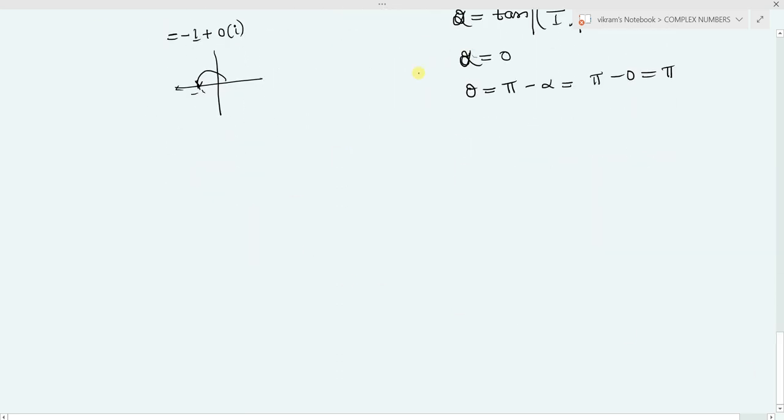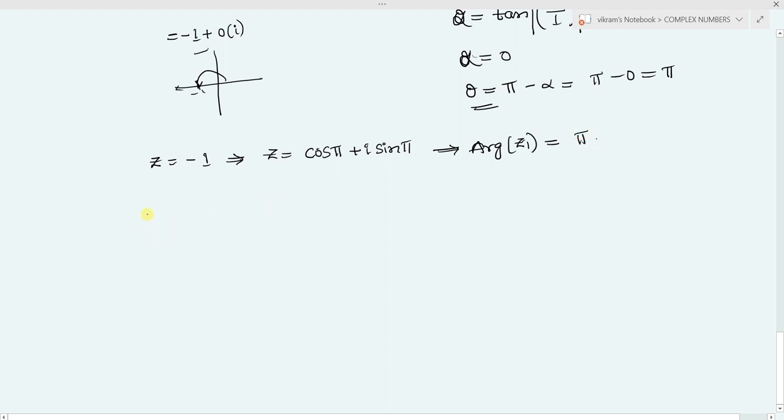The argument is on the real axis, it is only the real axis. Then we can write z equals minus 1 in the form z equals r cos pi plus i sin pi, with r equal to 1. Then what is the argument of z1 now? Argument of z1 equals theta, and theta equals pi.